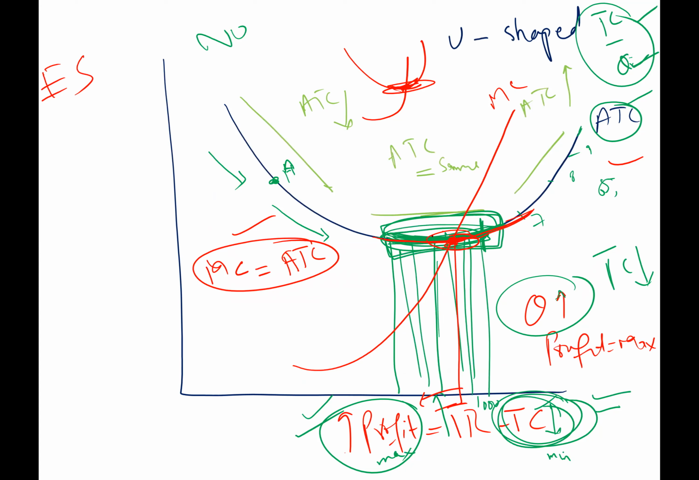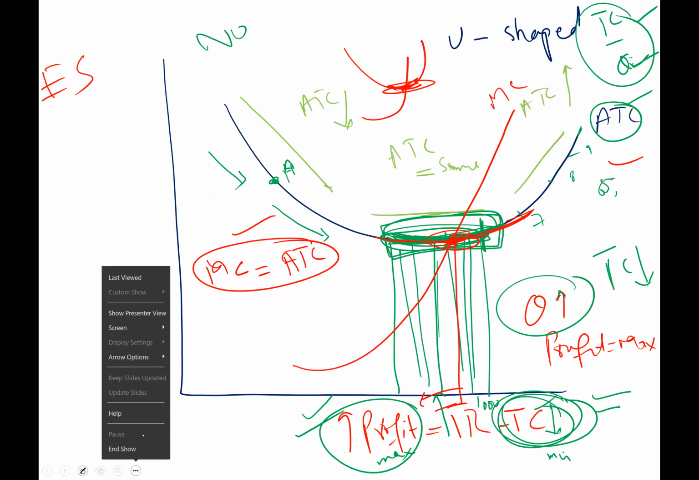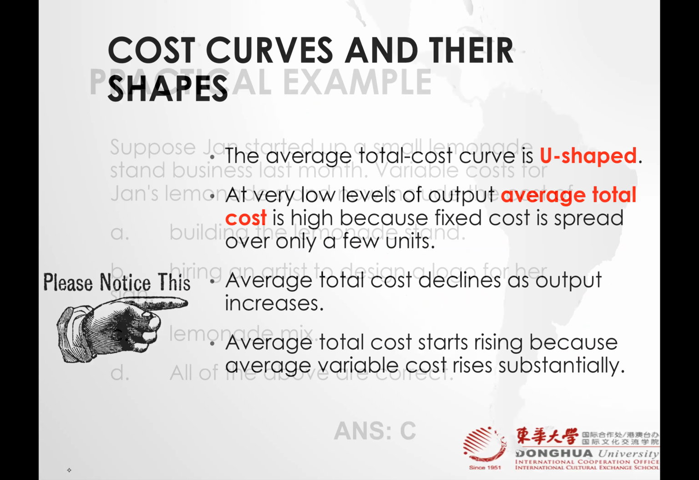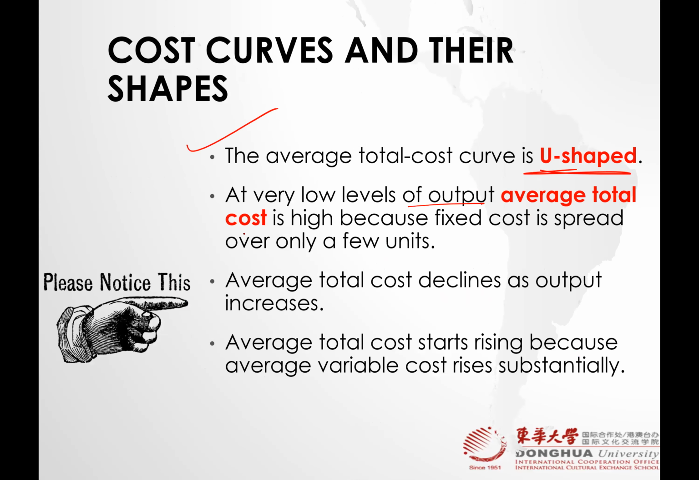Okay, let's talk about the characteristics of these curves. We are going to review that. Here we go. So we know that every total cost is a U-shaped curve, as we just explained. So at very low levels of output, every total cost is high.